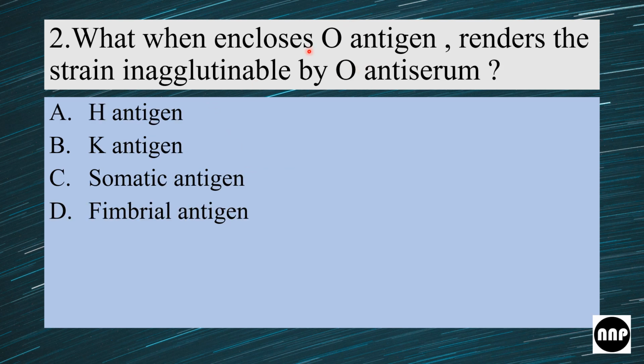What, when it encloses the O antigen, renders the strain inagglutinable by O antiserum? Option A, H antigen. Option B, K antigen. Option C, somatic antigen. Or option D, fimbrial antigen. You may pause. The answer is K antigen, that is capsular antigen. So when the capsule encloses the O antigen, it renders the strain inagglutinable by O antisera.